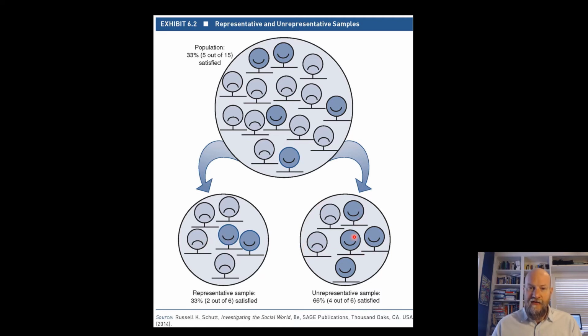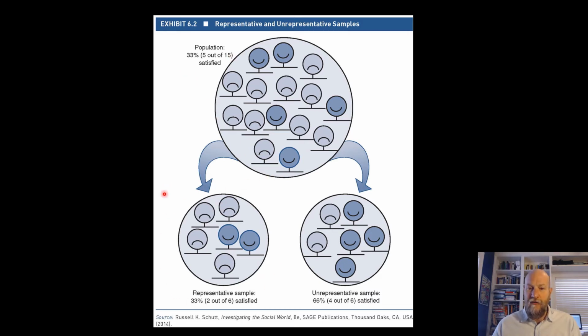This one has a disproportionate number of satisfied people and an underrepresented, or a disproportionate, number of unsatisfied people. In that meaning, it does not look like the larger population. It is an unrepresentative or non-representative sample. In this case, you would assume, based on this sample, that in the larger population, you've got 2/3 of people that are satisfied, when in fact it's 1/3.